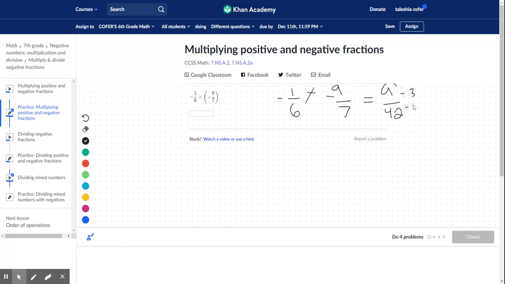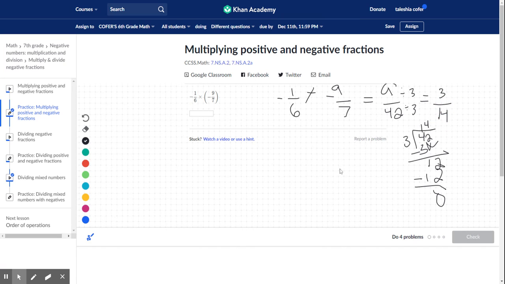to reduce. 3 can go into 9 3 times, and 3 can go into 42. Let's see, 42 divided by 3. 3 can go into 4 one time. 4 minus 3 gives me 1. I bring down my 2. 3 can go into 12 4 times. 3 times 4 is 12, and 12 minus 12 is nothing. So my answer would be 3 over 14.